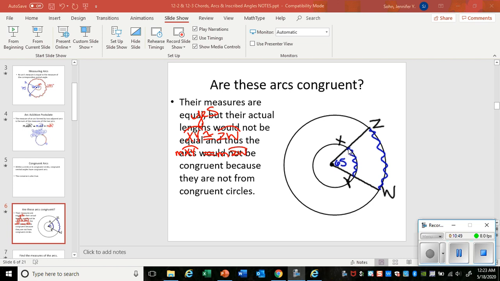They're both 65, but arc length is not equal because the first arc is part of this smaller circle, and the bigger arc, ZW, is part of a bigger circle. So the measure 65 and 65 is congruent, but the arc length is not congruent. The measure is the degrees inside, but arc length is a different thing. Arc measures are degrees, arc lengths are from one endpoint to the other.